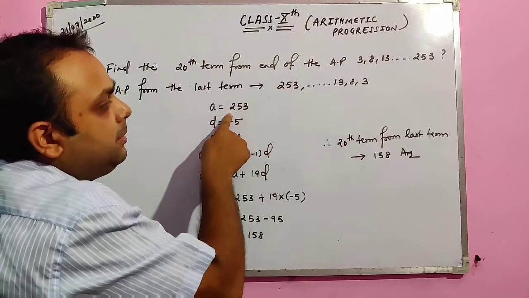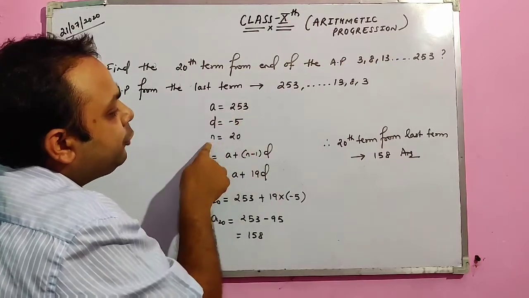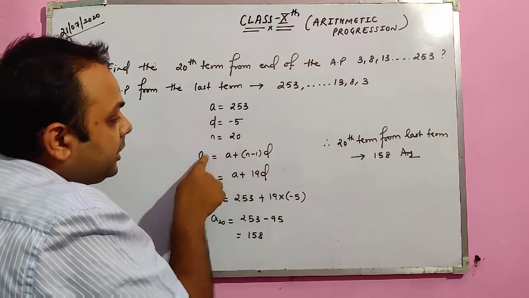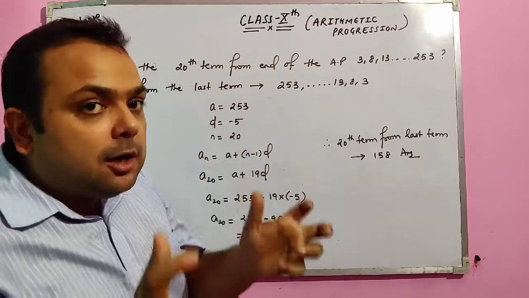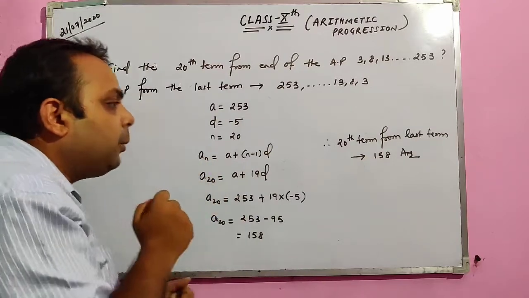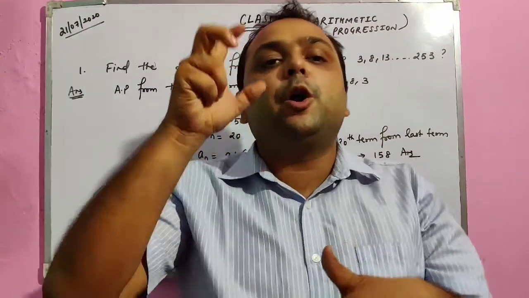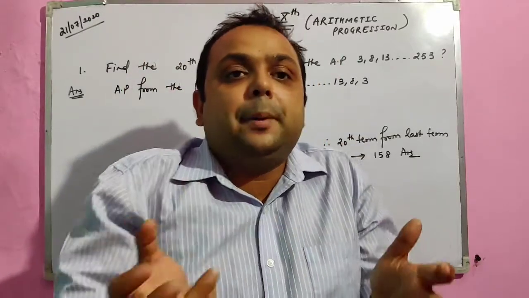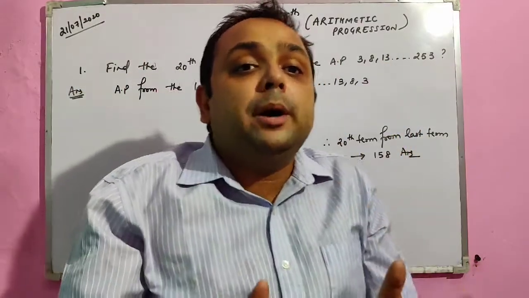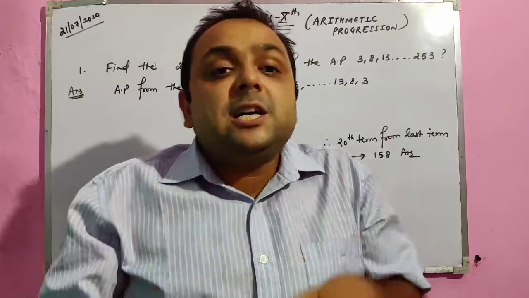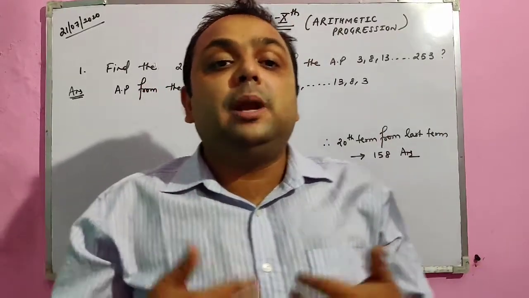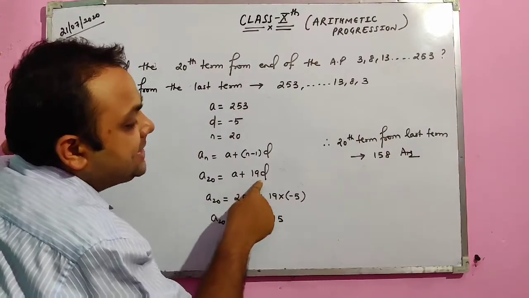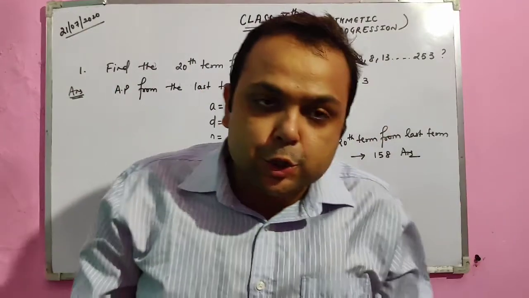This is the first term. The difference is minus 5. We have to find the 20th term. So n is 20. Now the value for this 20th term should be calculated by using this formula. n means the number of terms and An means the value for that term. For example, n is the roll number 14, and the marks for him is calculated by the formula An. So now a20 is a + 19d, as I told you earlier also.